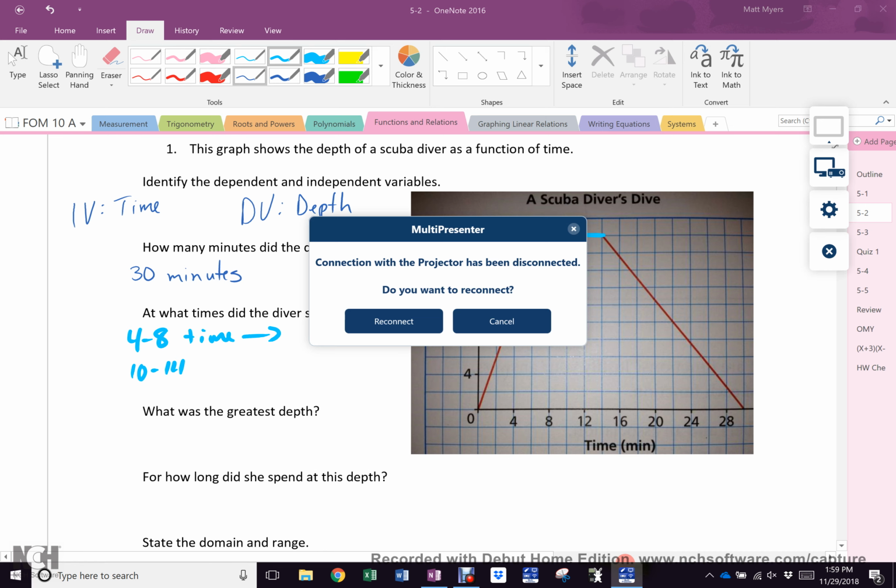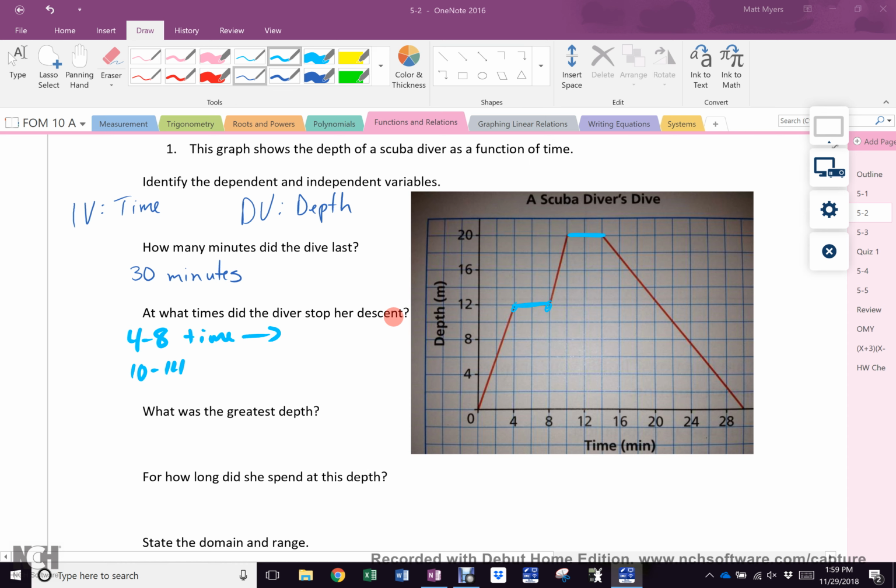What was her greatest depth? 20 meters. Now, here is where we run into problems with graphs. She is diving off the boat and swimming in what direction? Down into the ocean. Where's the graph going? Up. Is a graph supposed to be a drawing of what is happening? No. It represents data. Her depth increased, so we draw it upwards. Everybody good?